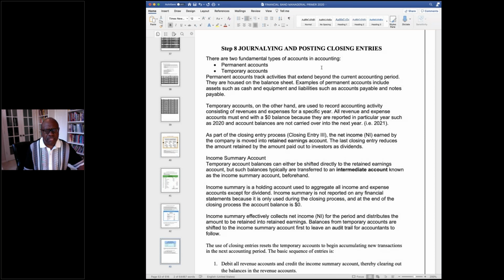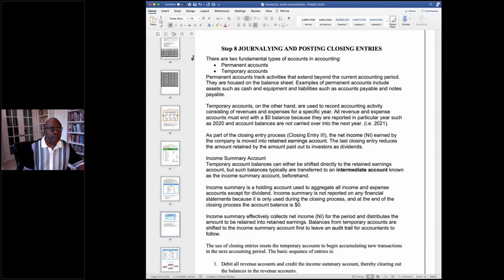There are two fundamental types of accounts in accounting: permanent accounts and temporary accounts. Assets, liabilities, and stockholders' equity are permanent accounts. All the other accounts are temporary accounts. So let's just see if we can.